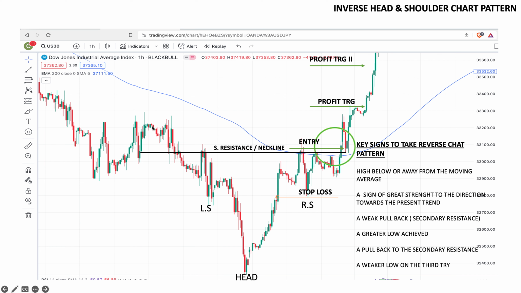Now, the inverse head and shoulders chart pattern is just the opposite, or an upside down graph, of a head and shoulders, because it's the same head and shoulders. As you can see, the price has its low away from the moving average, which is the first point. You can see the distance between the moving average and the length to which the price fell. And then the second sign is a great strength in the direction of the present trend. You can see the price pushing downwards at a lower level with higher speed and higher momentum. There's obviously going to be a pullback. And now this pullback comes and creates a secondary resistance, which is weak.